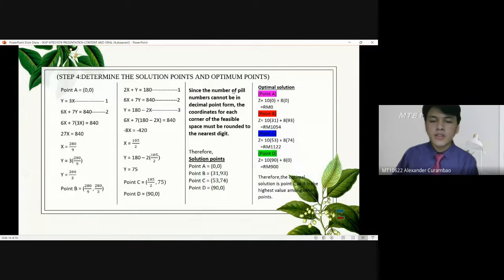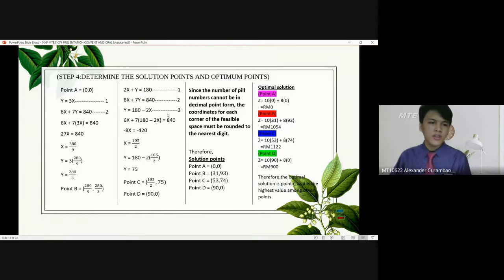Since the numbers of pills cannot be in decimal point form, the coordinates for each corner of the visible space must be rounded to the nearest digits. Which means, just imagine a bottle of pills, any pill, cannot be in decimal point, because we cannot say that the bottles of pill M is 1 over 5. We cannot make it 1 over 4 or any decimal point. So we need to round it to the nearest digits.